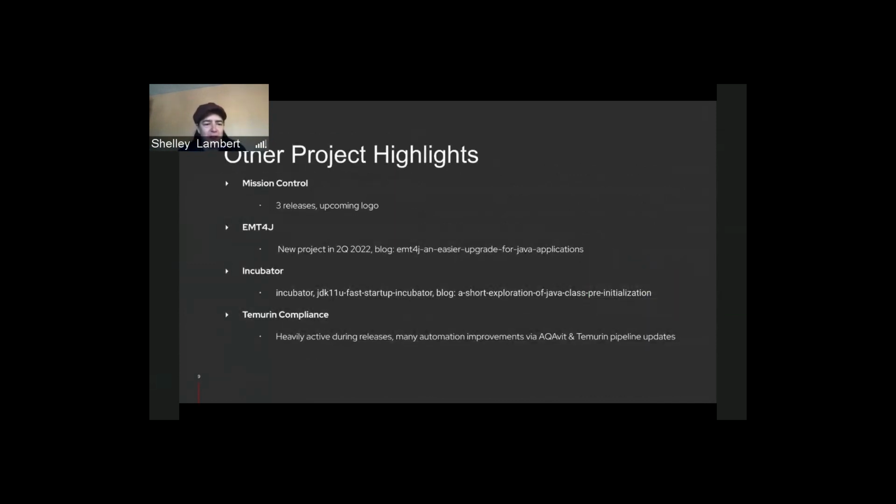All right, a few other project highlights from the sub-projects. Wanted to say kudos to Mission Control with their three releases. EMT4J is actually a new project in 2022, and there is a wonderful blog post at the website that you can read all about it. But congratulations for that new project to be added. The incubator, a lot of work still on the Fast Startup Incubator repository. And there's another wonderful blog post talking about that work. And then Tamarin Compliance, as mentioned, we spend a lot of time and effort here, and many automation improvements coming in via the Aquavit and Tamarin pipeline updates that you may see going through those repositories.